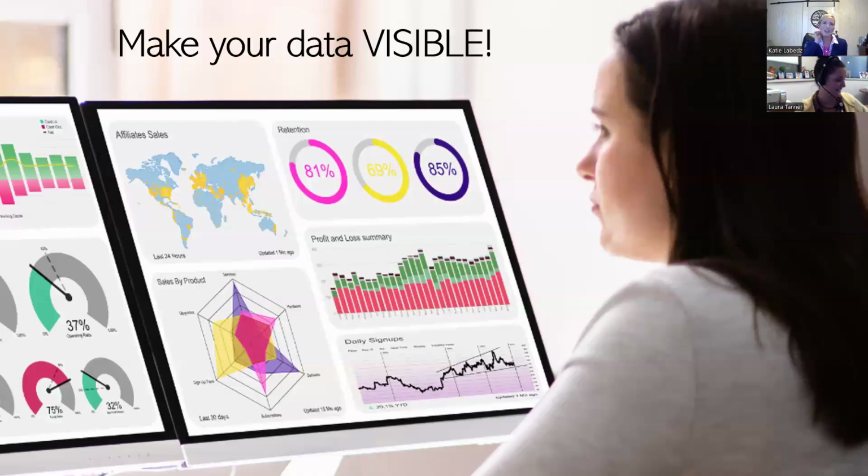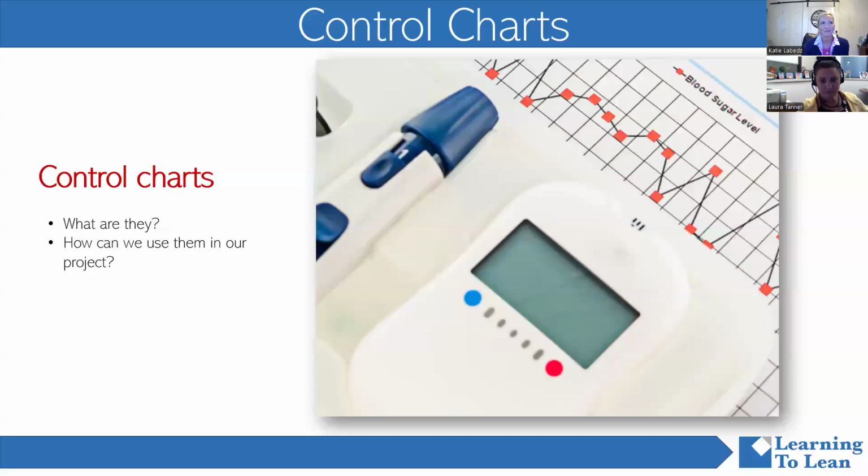So today we're going to be talking about making your data visible and control charts. We are going to walk through what control charts are. I'm going to show you some real life examples. And then I'm also going to show you how to do it in Excel. That's probably the biggest question that I get: how do you do them in Excel if you don't have a statistical tool like Minitab?